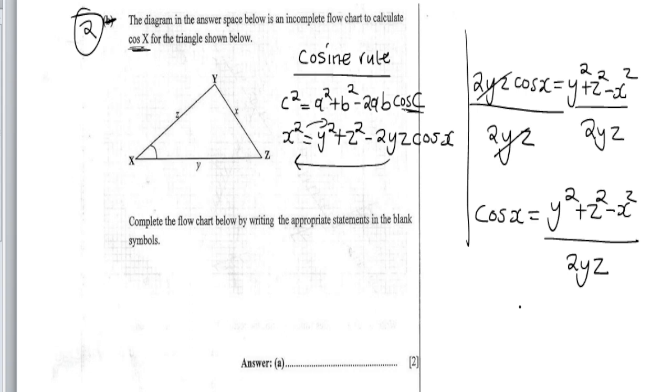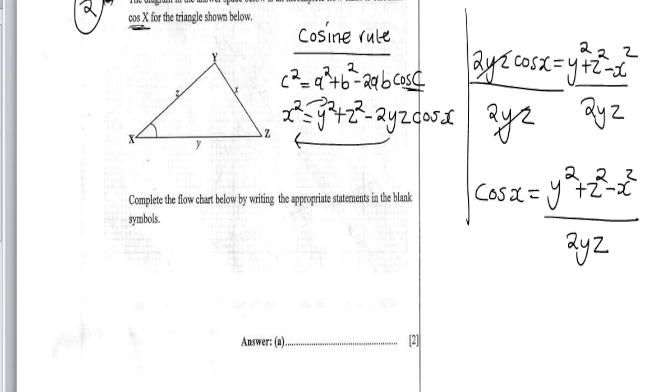Now sometimes you need to be familiar with formulas. Here we've used the cosine rule. Sometimes they might ask you to find it using the sine rule, and you should also know the sine rule. Now let us first find out what they want us to find. In order for you to find the value of cos x, what is it that you need to know? You need to know the value of y, the value of z, and the value of x.